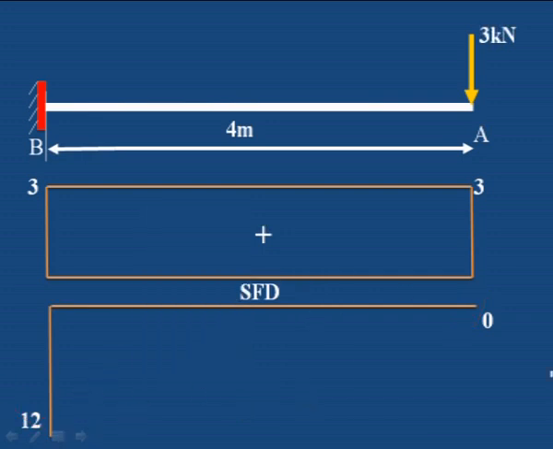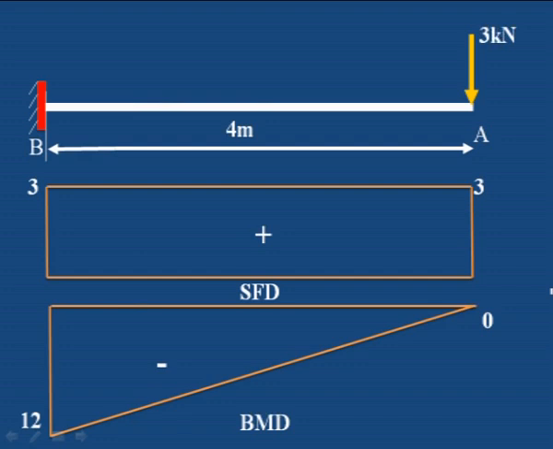Draw a vertical line downwards, because it is negative, we have to draw downward. If it is positive, you could draw upward. Then join from the 0 point to A point to B point. This triangular portion is the bending moment diagram. It is negative because it is a hogging bending moment.